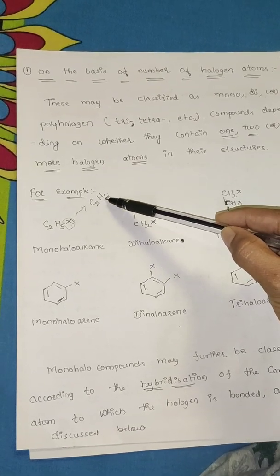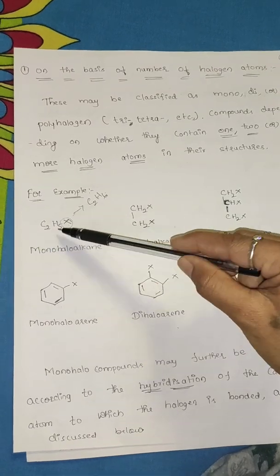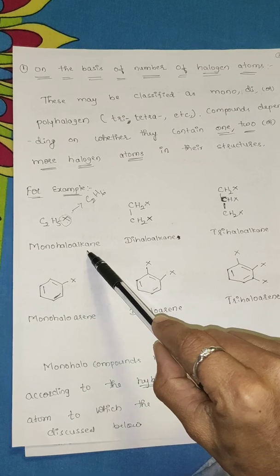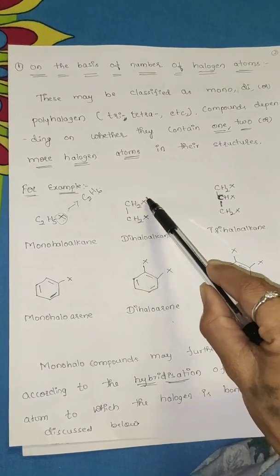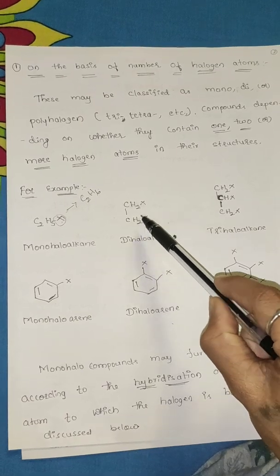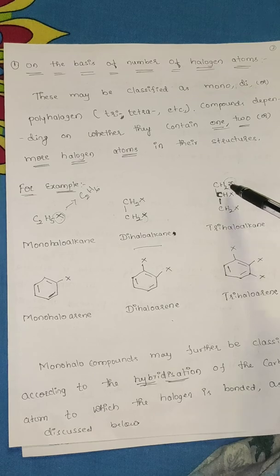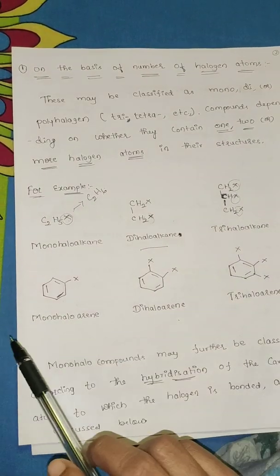It must be one hydrogen atom replaced by one halogen. So the whole compound consists of only one halogen, so it is called a monohaloalkane. Similarly, where there are 2 halogen groups, this is called a dihaloalkane. And where there are 3 halogen groups, this is called a trihaloalkane.